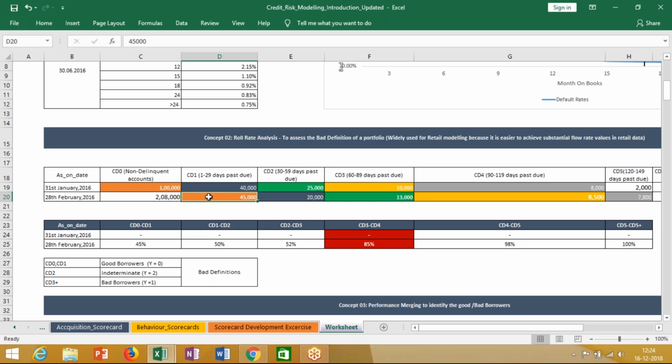So CD0 and CD1 over here are good borrowers because the majority of them flow back. CD2 is indeterminate because the flow rate is nearly a 50-50 chance. CD3 plus is the bad definition.